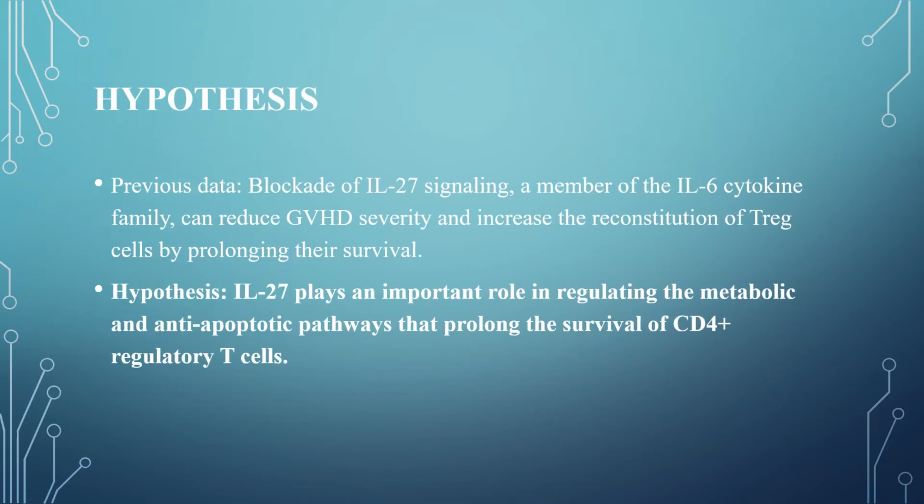Previous data from Dr. Drobyski's lab has shown that blocking of IL-27 signaling, a member of the IL-6 cytokine family, can reduce GVHD severity and increase the reconstitution of Treg cells by prolonging their survival. Therefore, our hypothesis is that IL-27 plays an important role in regulating the metabolic and anti-apoptotic pathways that can prolong the survival of CD4 plus regulatory T cells.